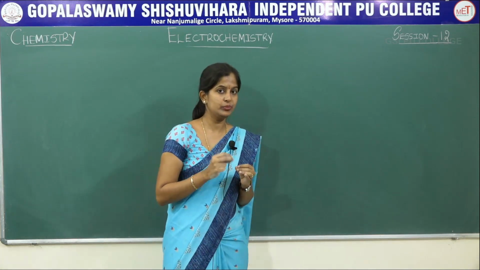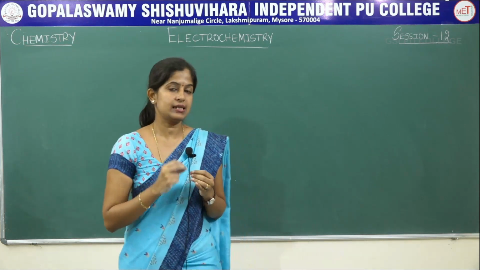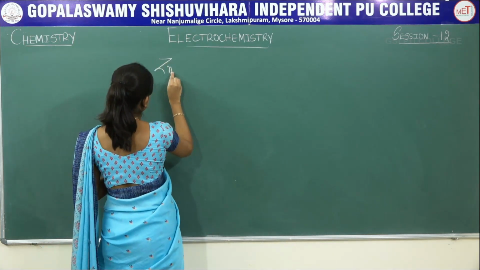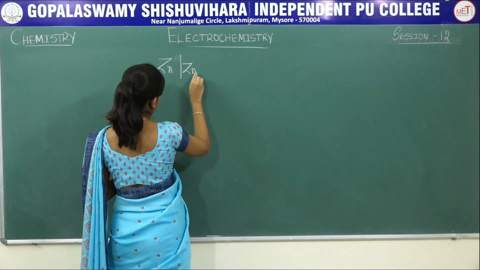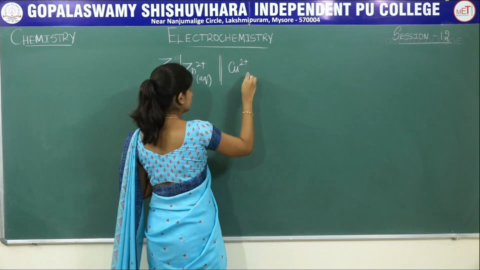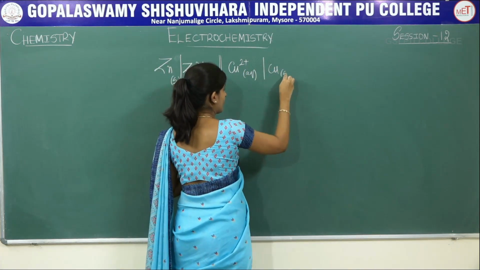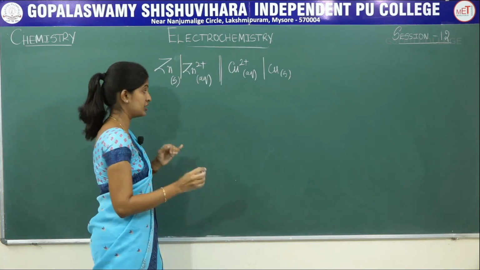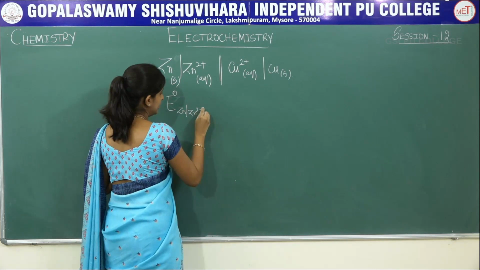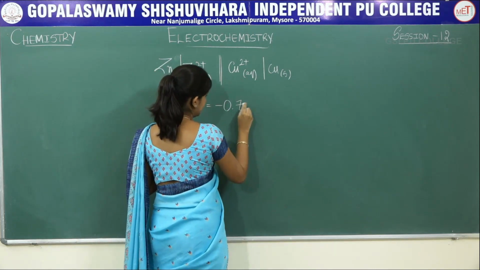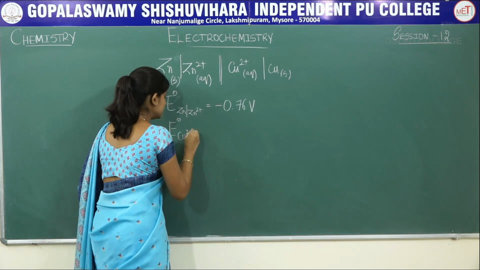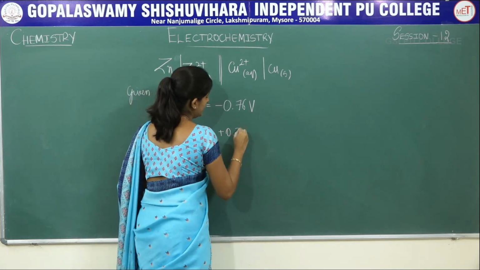Let us take a numerical. To calculate the E naught cell, that is the standard cell potential of a Daniell cell. Let us take a Daniell cell first. So we know Daniell cell representation, that is Zn to Zn2 plus, Cu2 plus to Cu, where zinc and copper's standard electrode potentials are given. E naught of Zn is equal to minus 0.76 volts, this is given, E naught of copper is equal to plus 0.34 volts.